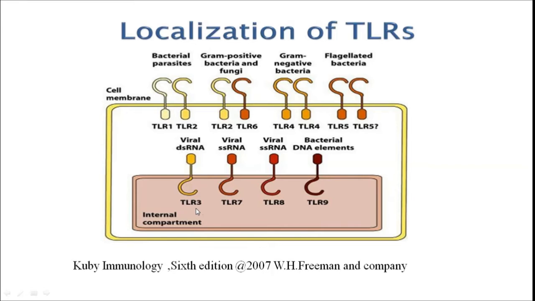For example, TLR3 mainly recognizes viral double-stranded RNA. TLR7 recognizes viral single-stranded RNA. TLR8 is also an intracellular toll-like receptor and has the potential to recognize viral single-stranded RNA. TLR9 is involved in recognition of bacterial DNA elements.